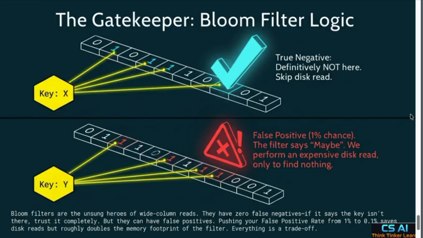Bloom filter logic is pure math. When you add a key, it flips several bits in a bit array. When you check for a key, if any of those bits are 0, it's a true negative. The key is definitely not there. If all are 1, it's a maybe, possibly a false positive. Pushing your false positive rate from 1% down to 0.1% saves disk reads but doubles the memory footprint of the filter. Like everything in system design, it's a negotiated trade-off.